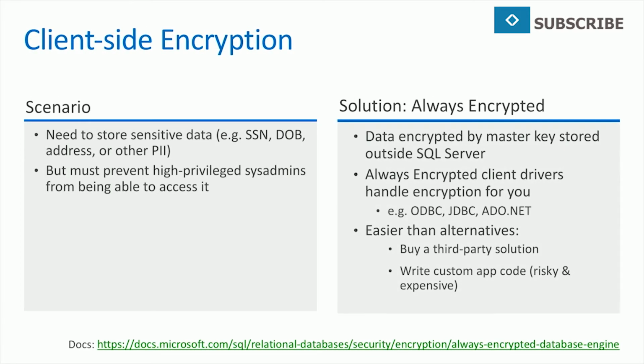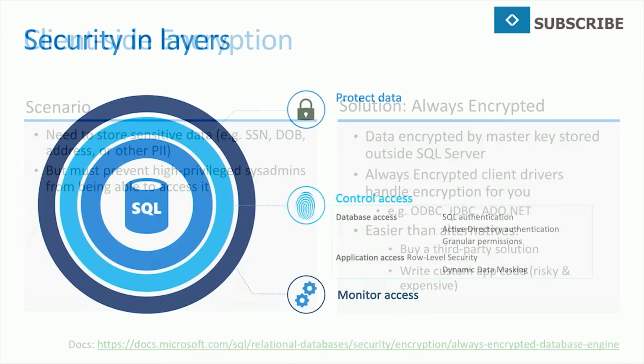The last type of encryption I would like to call out is client-side encryption. SQL Server on Linux now supports a feature called Always Encrypted, and here's how it works. Always Encrypted enables you to protect highly sensitive columns of data such as SSNs or other PII data, such that even high-privileged database administrators cannot access this data in plain text. This works by encrypting the data on the client side and typically requires minimum changes to your application because our enhanced client drivers such as the ODBC driver or the JDBC driver handle all the encryption and decryption for you. Because the data is encrypted before reaching the database, it's never stored in plain text.